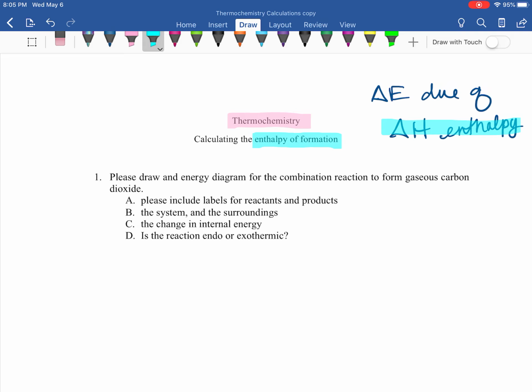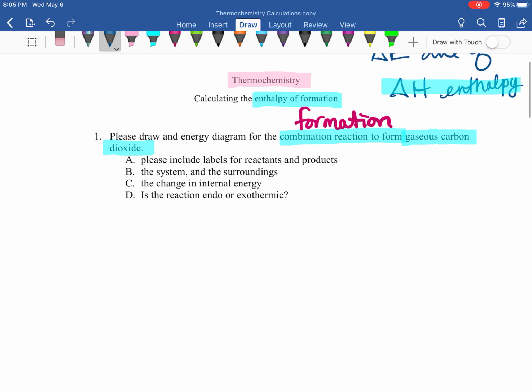We're going to look at our energy diagram for the combination reaction to form gaseous carbon dioxide. What does that mean? That means it's a formation reaction. How are we going to write that? Well, if we're forming carbon dioxide, that means it's on the product side, and it's going to be in its gas form. And if it's a formation reaction, you just did this on the test you're taking now.